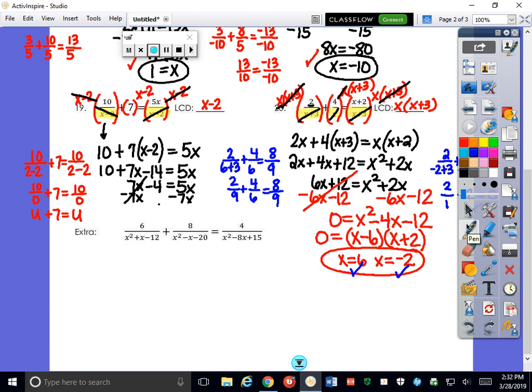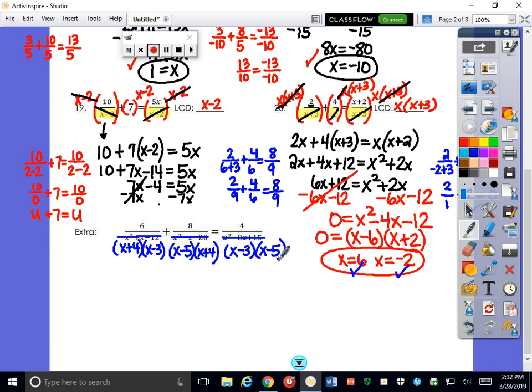So if we are trying to add these two together, we need to multiply by the LCD. So on all of these, I'm going to have to factor to figure out what my LCD is. So this is going to be x plus 4 and x minus 3. This one is going to be x minus 5 and x plus 4. And this one is going to be x minus 3 and x minus 5.